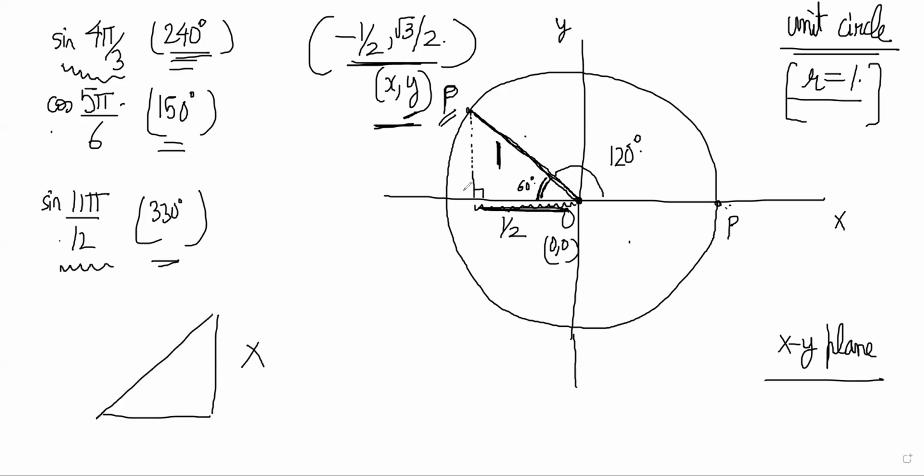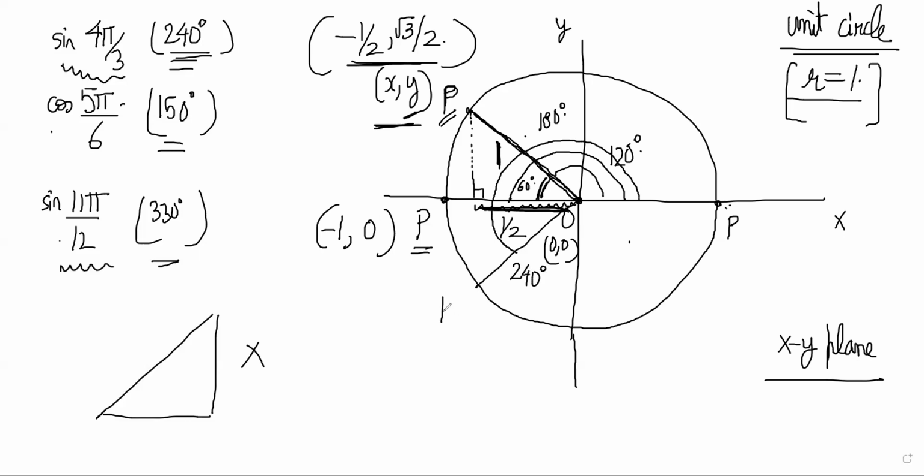Yes, sir. Understood. Suppose now my point moved to this point. Can you tell me the x coordinate and y coordinate of this? Now the angle is 180 degrees, by the way. So the x coordinate will be minus 1, and 0. Correct. Suppose the point moved to this point and you are now at 240 degrees. Find the x and y coordinates.